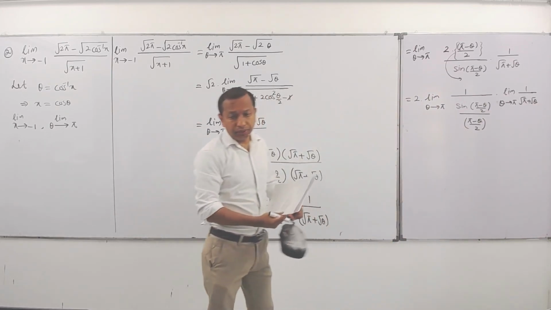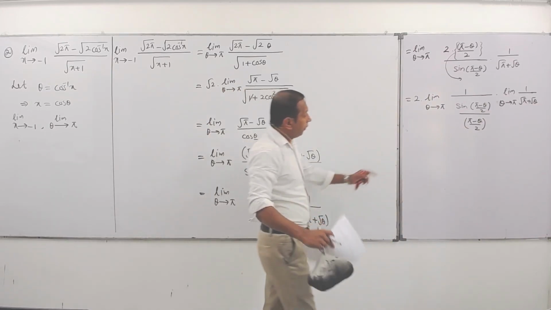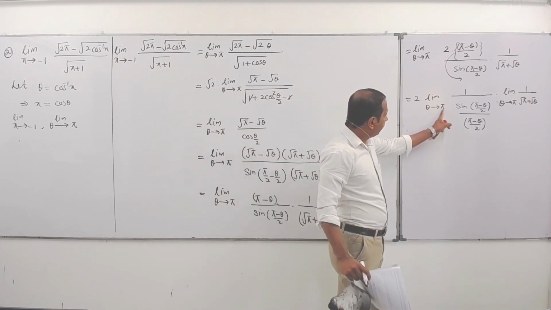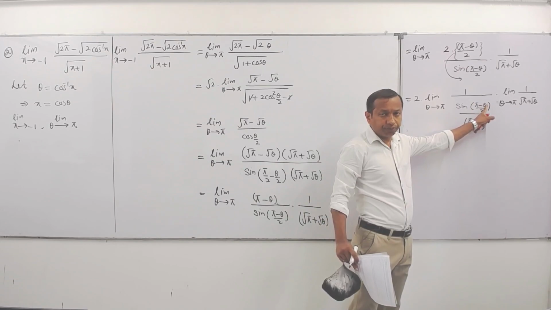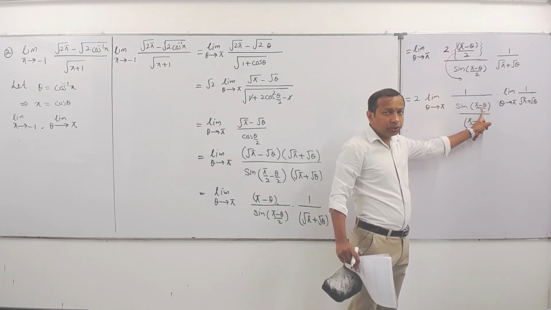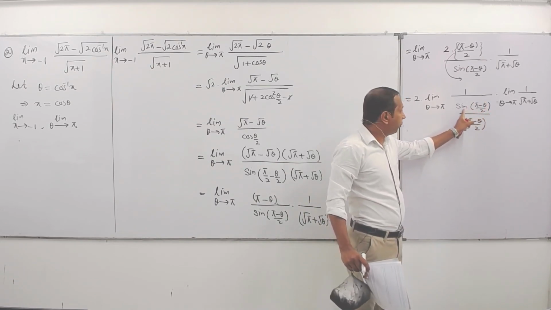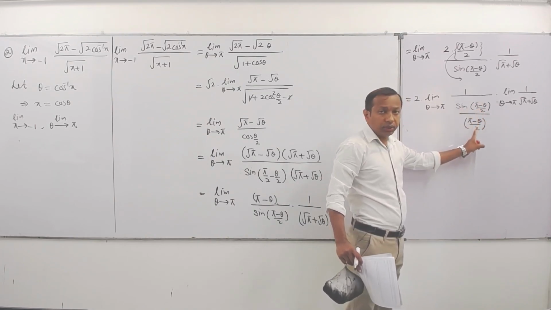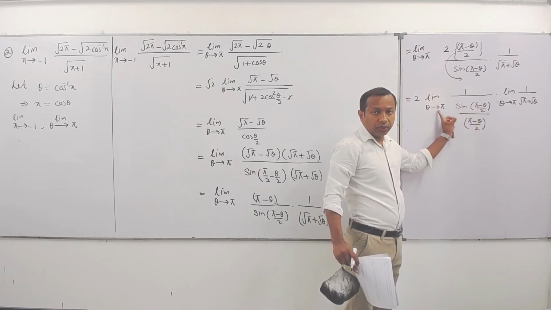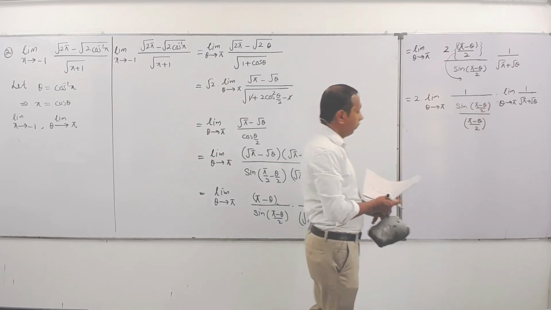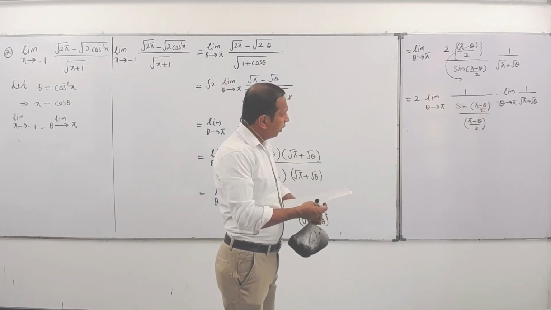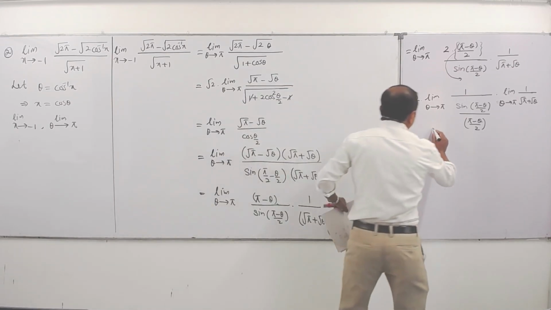Now you can see here, theta going to pi means this pi minus theta difference is going to 0. That divided by 2 is also going to 0. Then here you have sine theta by theta, theta going to 0 form. This is now 1. It is 1. This part is 1.